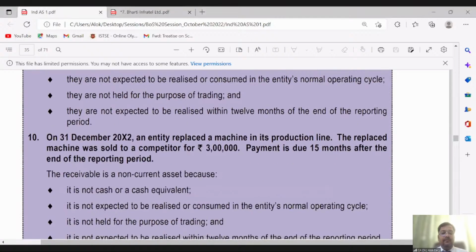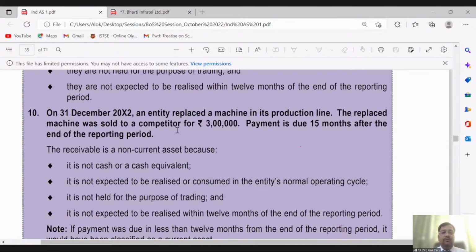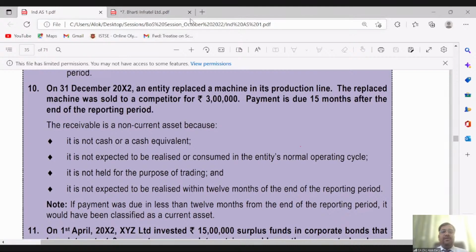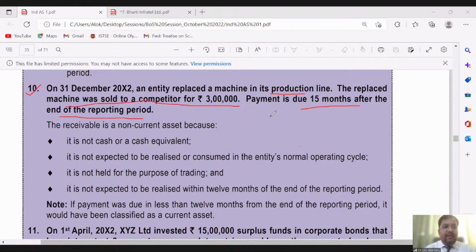Let's go to the next part. On 31st December 2002, an entity replaced a machine for rupees 3 lakh. Payment is due 15 months after the end of the reporting period. This sale of a machine is not in the ordinary course of business of this entity. This is not the bread and butter of this entity, right? So in this case, the operating cycle is not given. We will consider 12 months. The payment will be due after 12 months from the reporting date. So tell me whether this will be a current asset or a non-current asset.